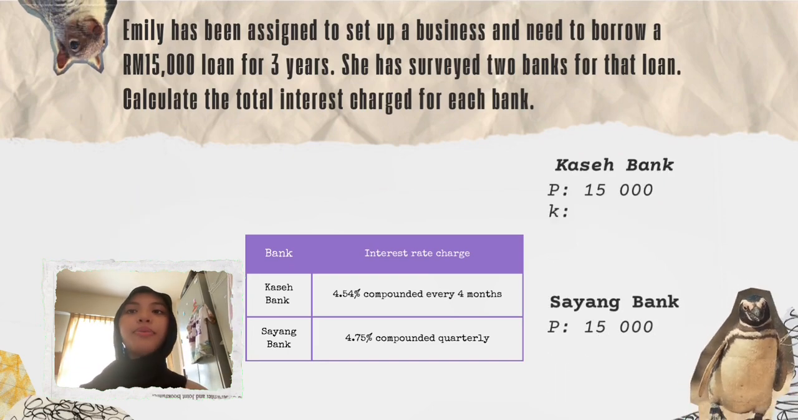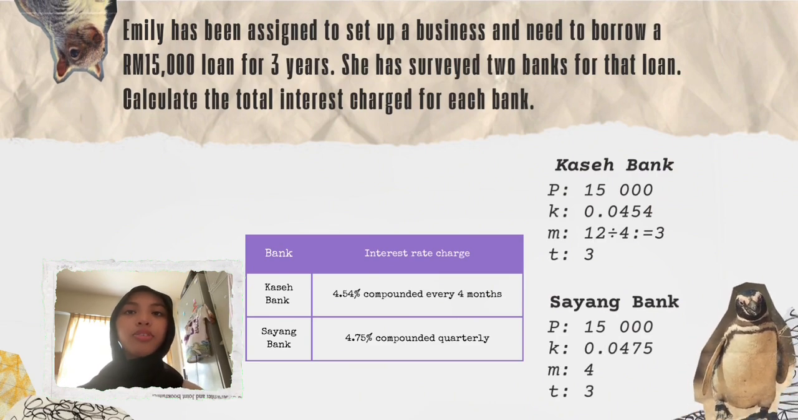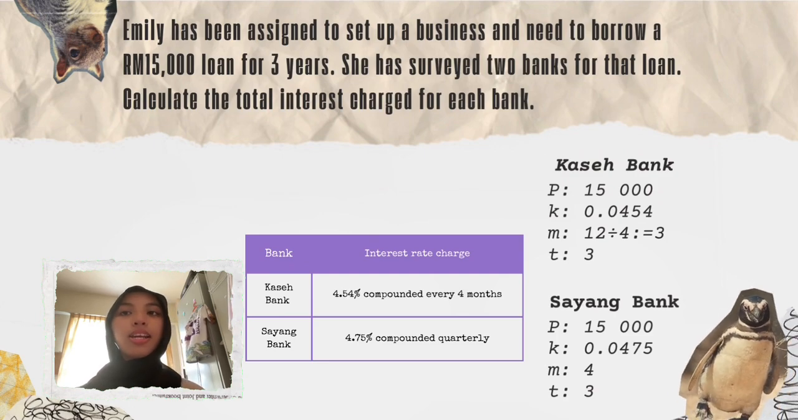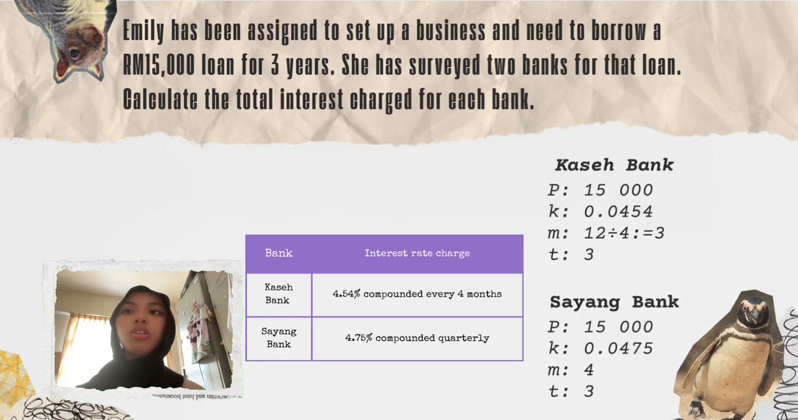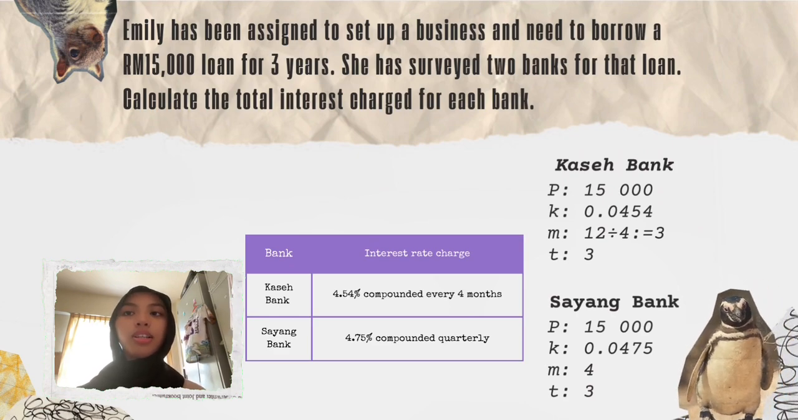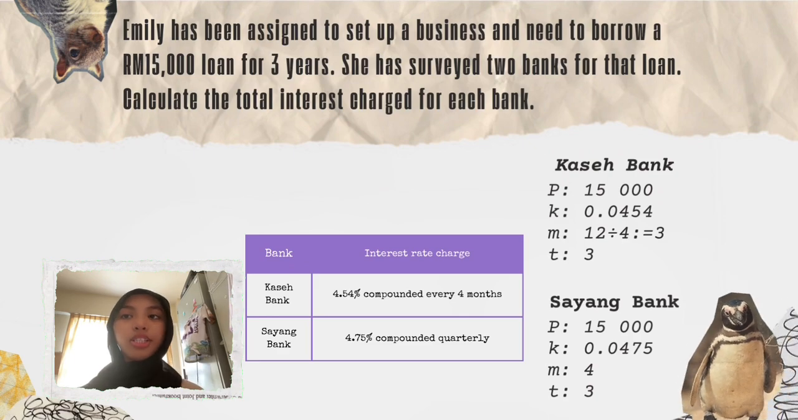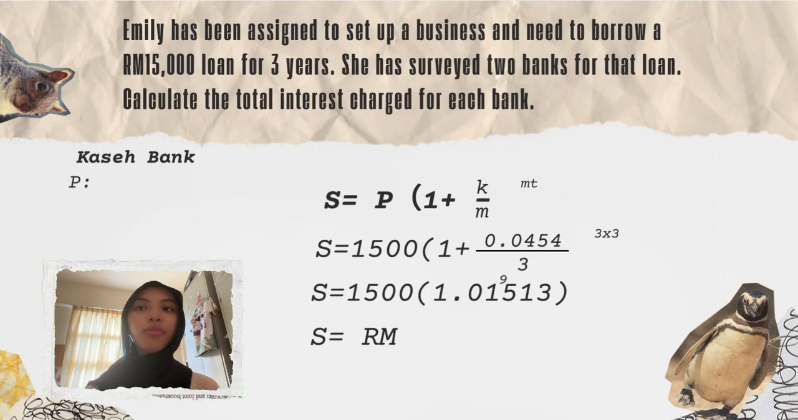And the other bank, Sayang Bank, offers 4.74% compounded quarterly. We can see that the K is 0.0474, and when they say quarterly, it means we need to pay 4 times a year. So the 4 is our M. Let's start with Kasih Bank.